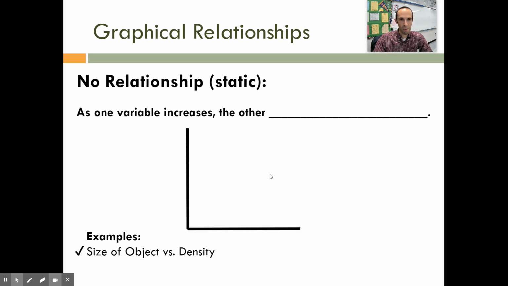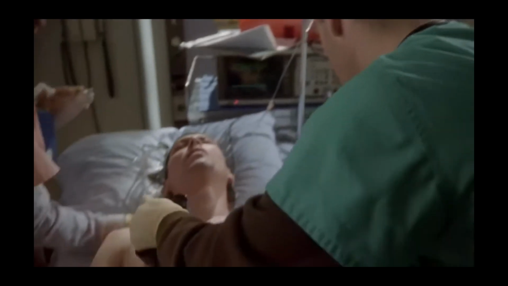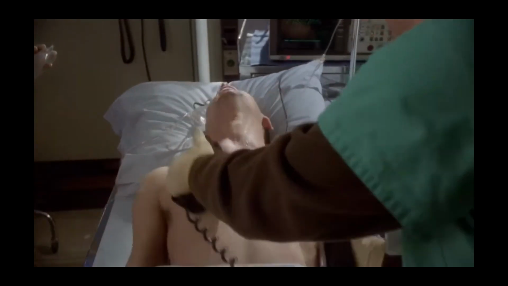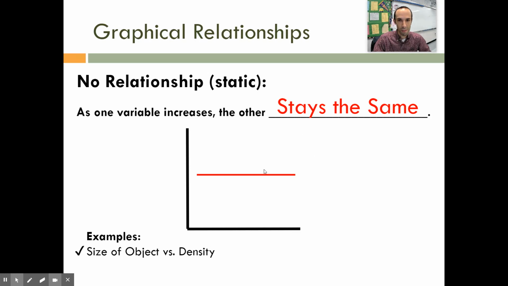So it's pumping blood. But when you flatline like this, and you hear that beep, beep, beep on the heart monitor, not good, right? And they have to get the paddles out and paddle you. The thing that's staying the same is that your heart's not beating. So one variable is increasing, the other staying the same.